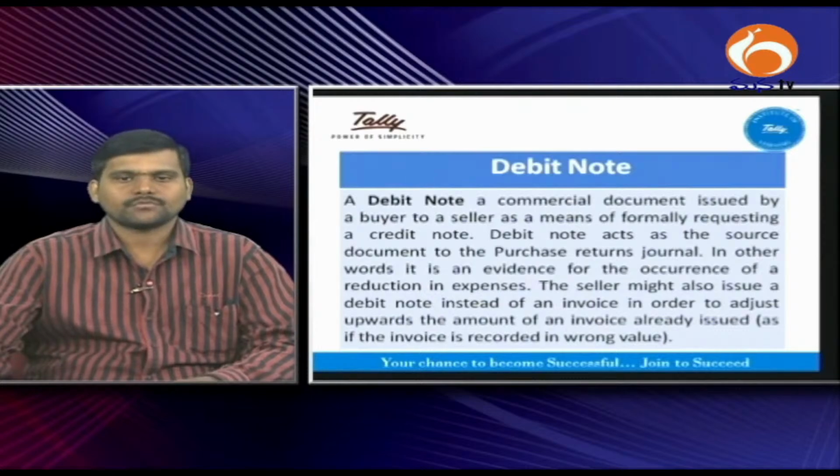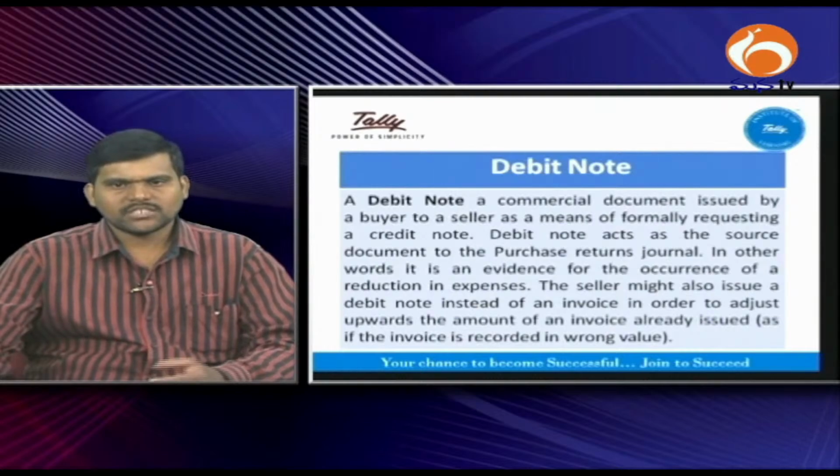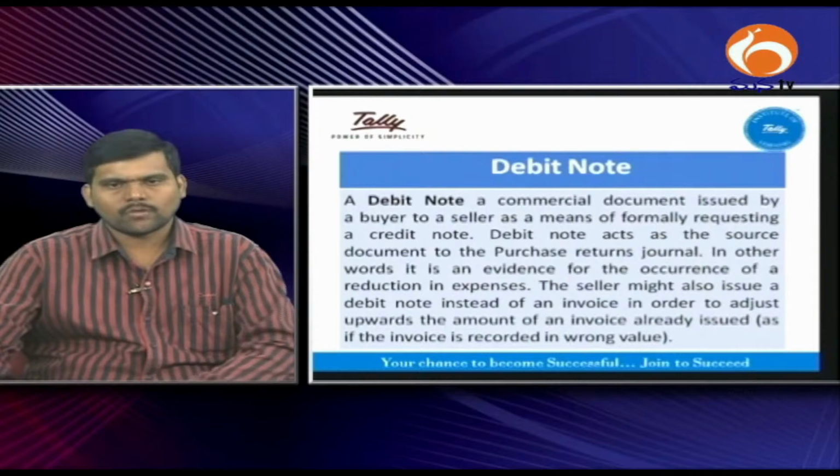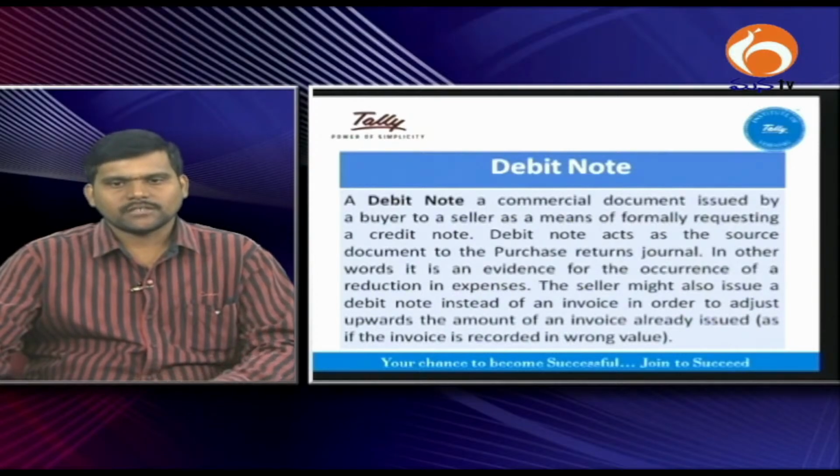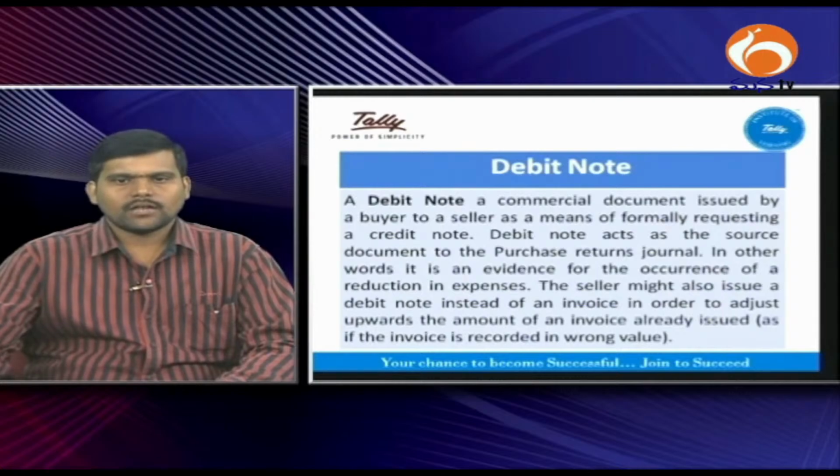Debit note acts as the source document for purchase returns. Okay, purchase return journal. This is the source document issued for the purchase returns. In other words, it is evidence for the occurrence of a reduction in expenses.